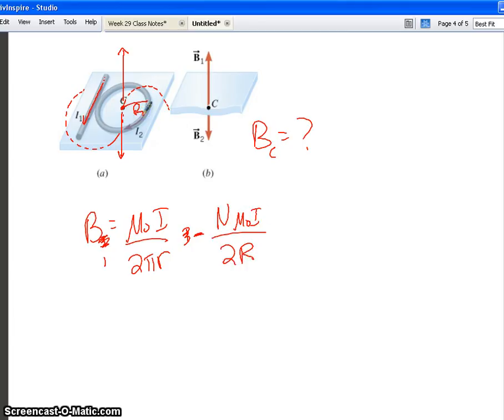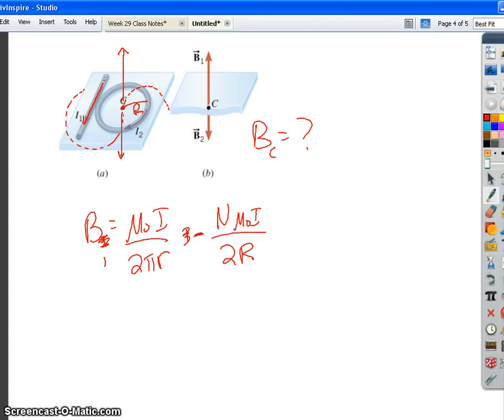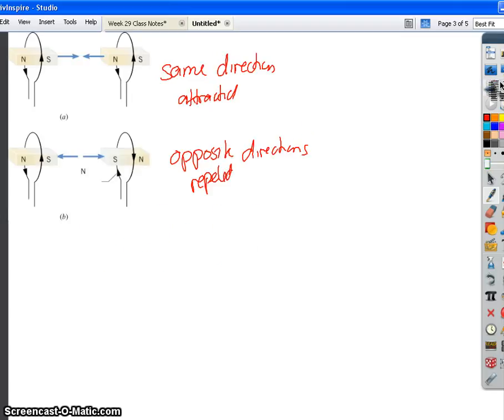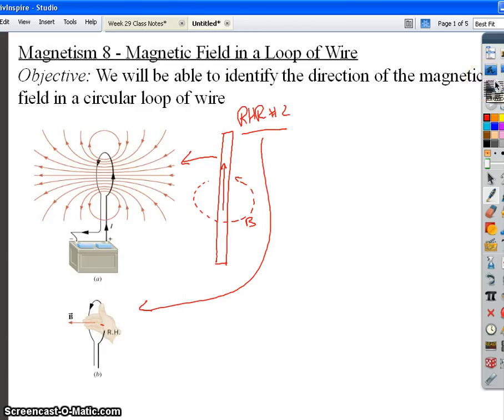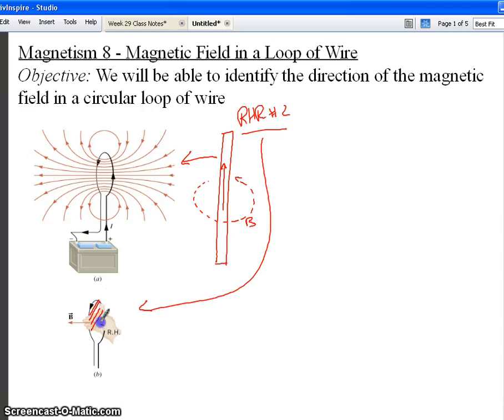Okay, so that's just one example of many of where you might see a loop of wire in comparison with a regular wire, and how we find magnetic fields. Okay, so that is it. Just remember that you are still using right-hand rule number 2, and your fingers curl around, and wherever they meet the plane of the circle is what the direction of the magnetic field is going to be.